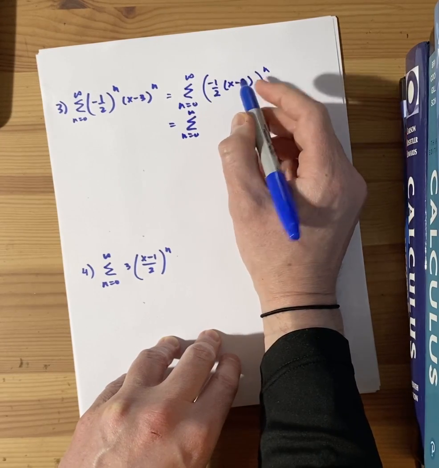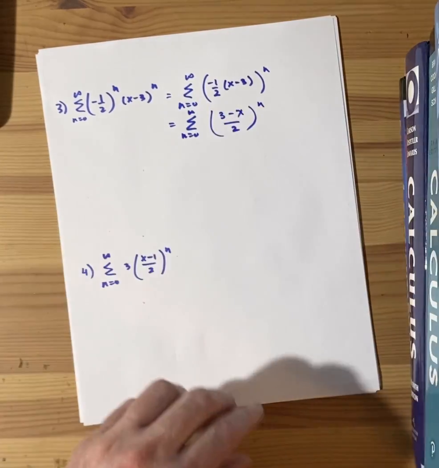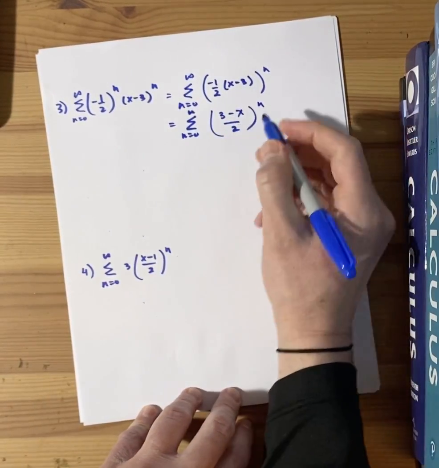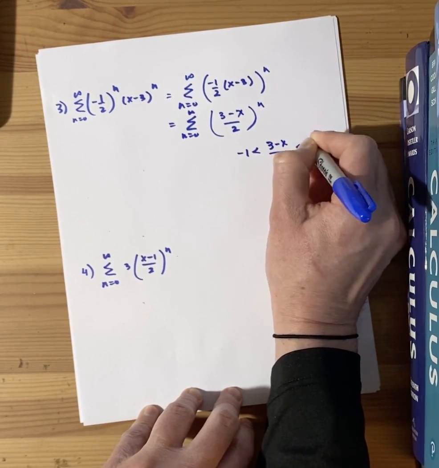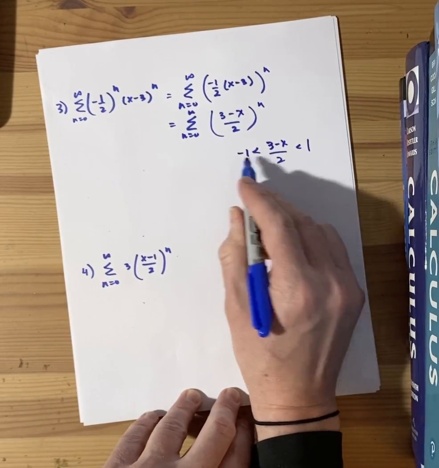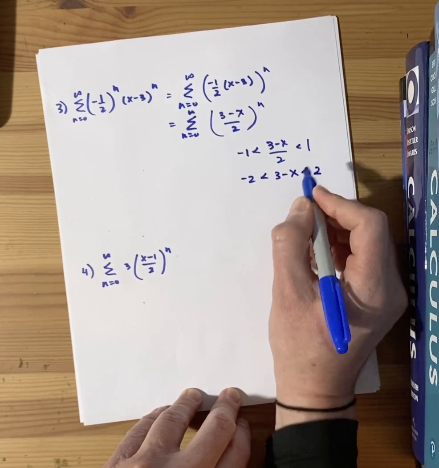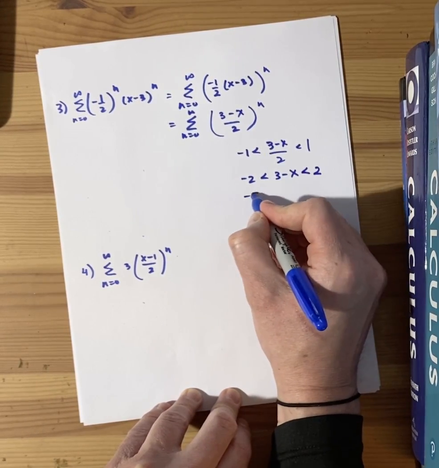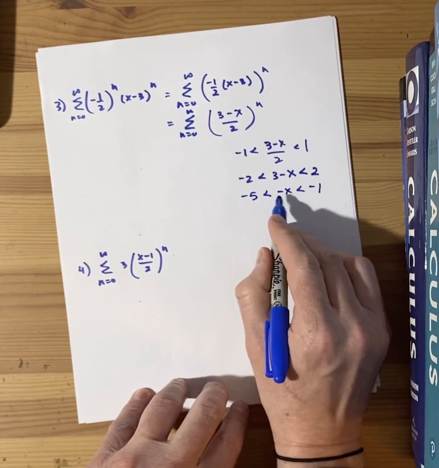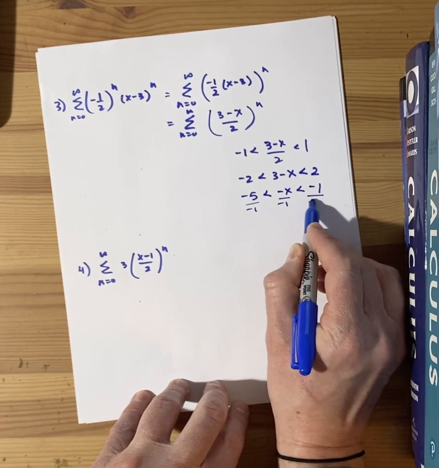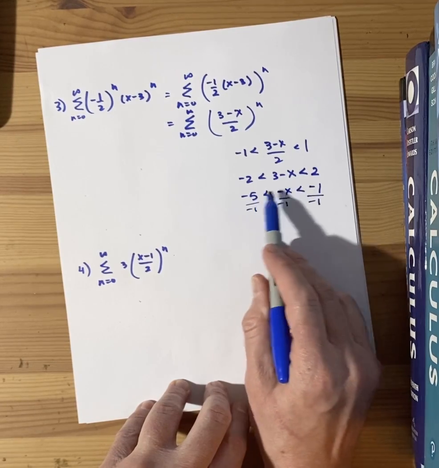And I'm going to distribute that negative through, so I'll get 3 minus x over 2 to the nth power. Now this makes things a little bit easier. I know that this has to be between -1 and 1 for my ratio. Now, in order to solve this, multiply everything by 2. Subtract 3. And now when you divide everything by a -1, remember to reverse the symbols.